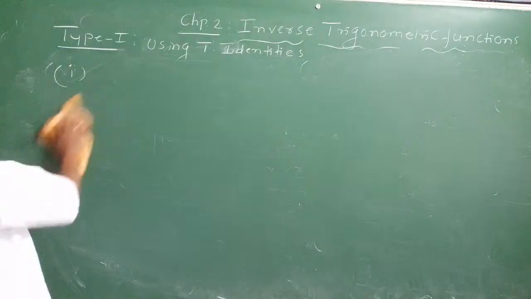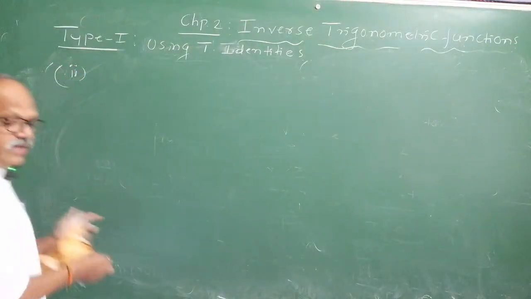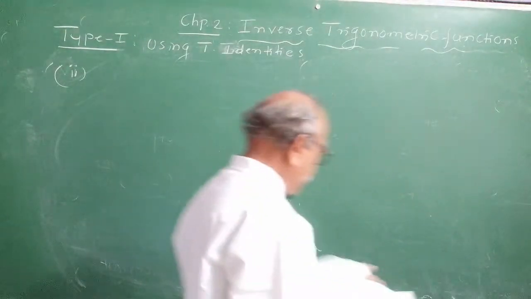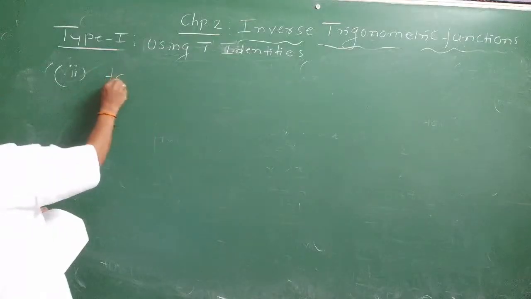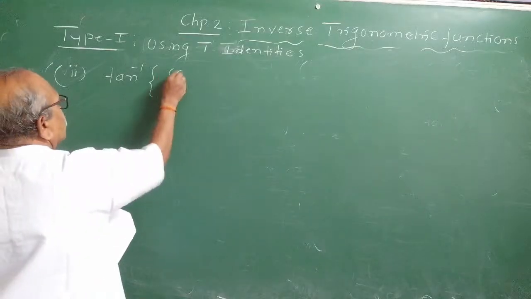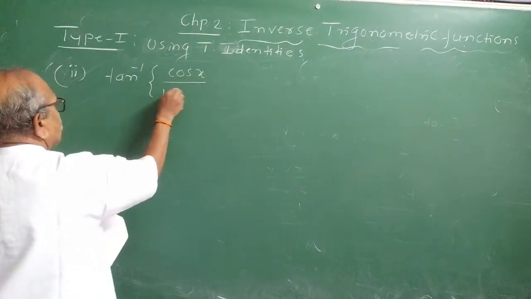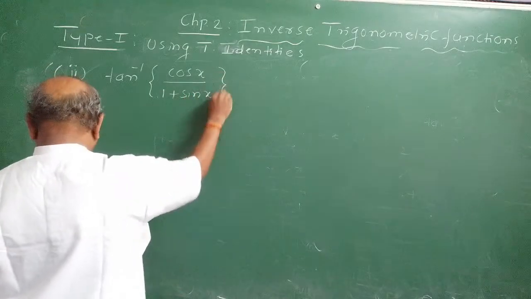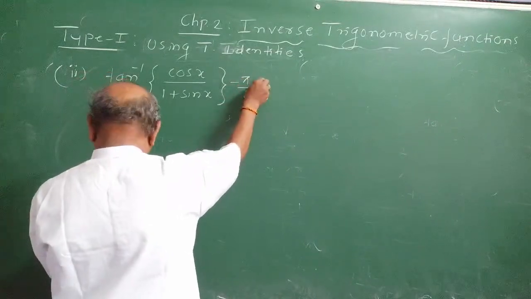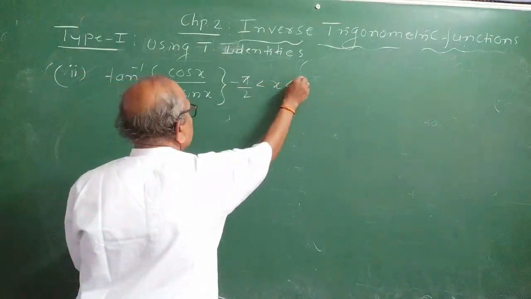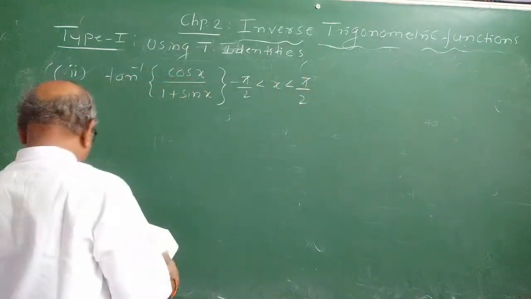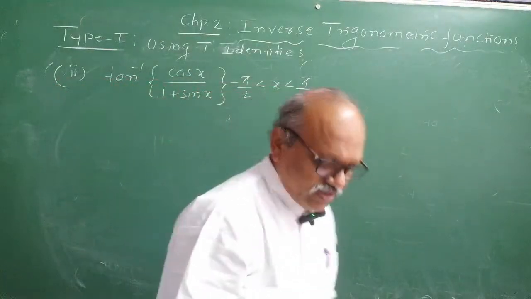Continue. Second problem on it. Try this one. You have tan inverse of cos x upon 1 plus sin x. Simplify this using trigonometric identities, where minus pi by 2 is less than x, x is less than pi by 2, which means it lies between minus pi by 2 and plus pi by 2. Try to find out the answer.